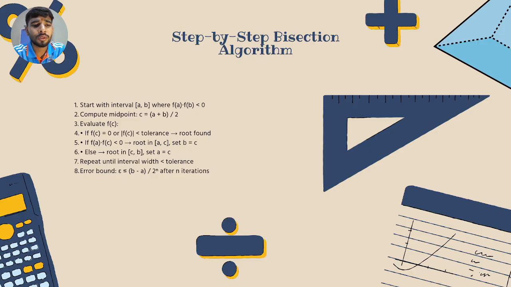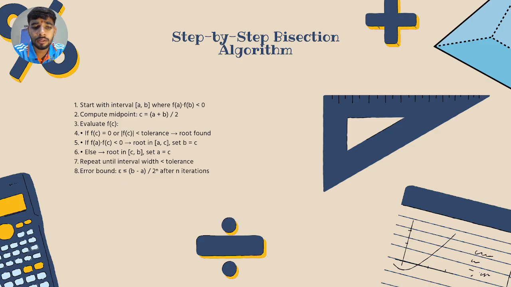Now we will go through its algorithm. We start with the interval a comma b and check the condition: if f of a dot f of b is less than 0, or negative. Now we compute the midpoint by calculating a plus b by 2, and then evaluate f of c. If f of c is equal to 0, or the modulus of f of c is less than the tolerance, or our error, then the root is found.